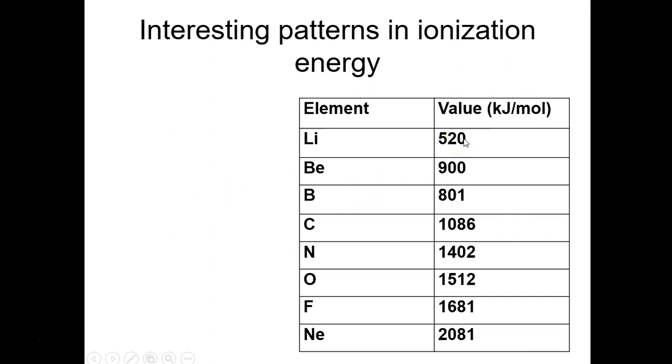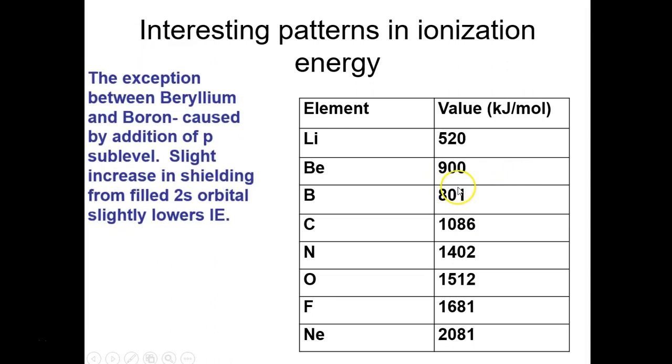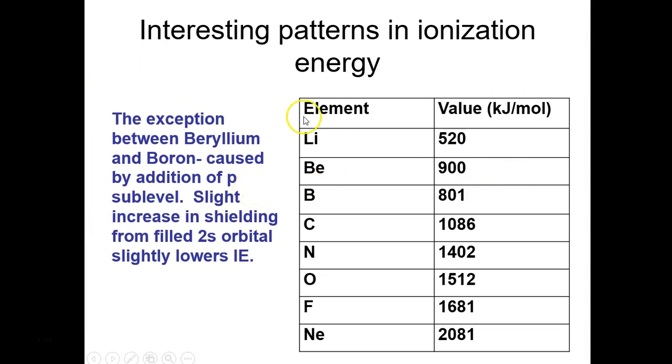We just said that ionization energy increases going across the period, and we see that in general, 520 to 2081, it does increase going across the period. But there's a little discrepancy between beryllium and boron. Now, that discrepancy is caused by shielding.